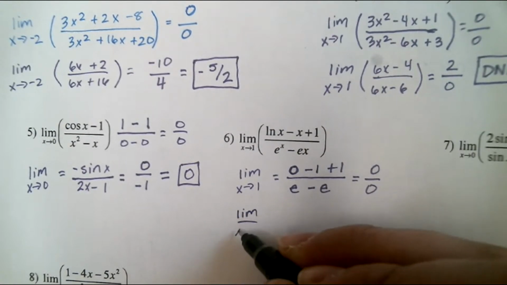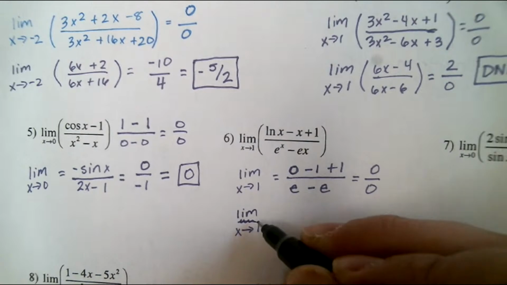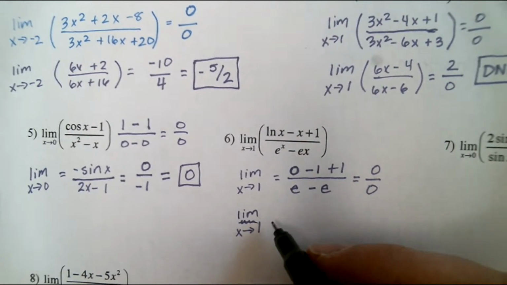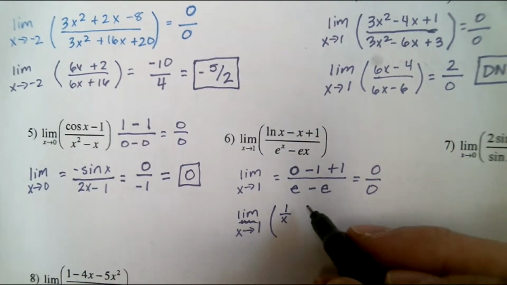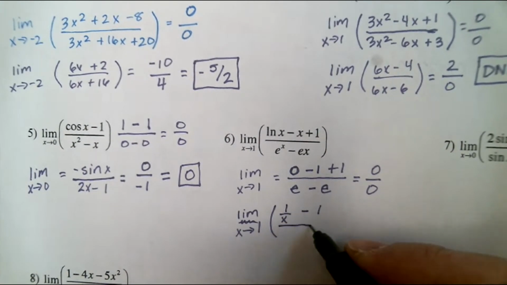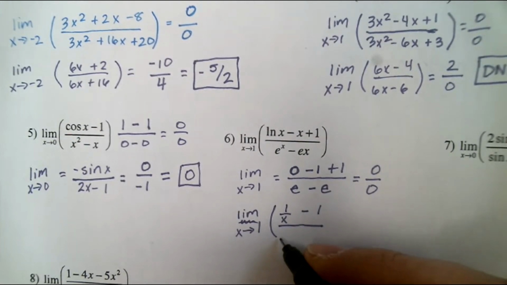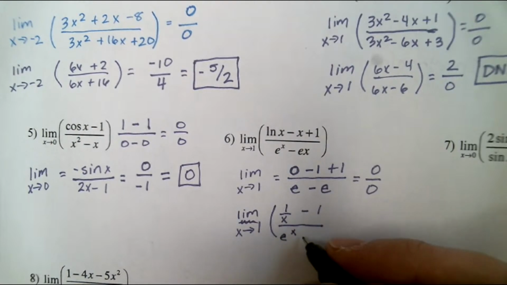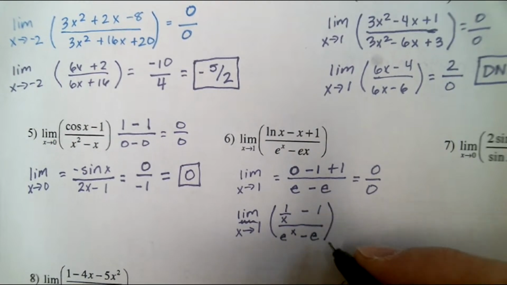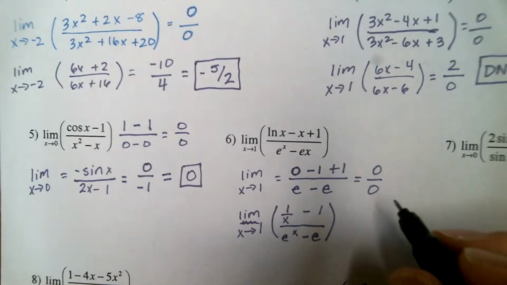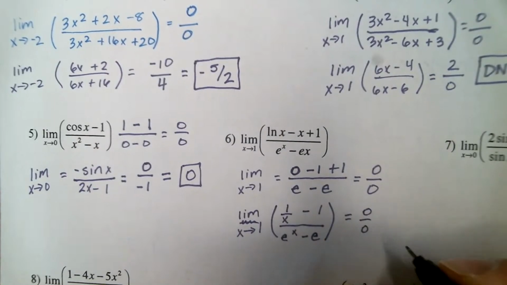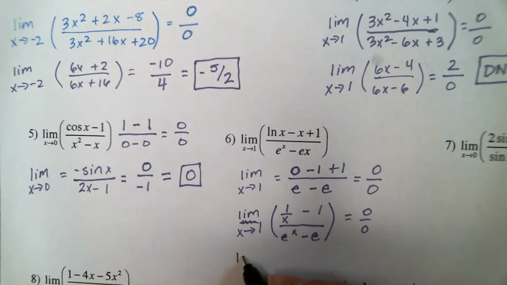The limit as x is going to 1 would be the derivative of ln of x, which is 1 over x, minus 1 over e to the x. Actually, it's minus e. Again, if I plug that 1 in, I'm going to get 0 over 0. So then I take the derivative again.